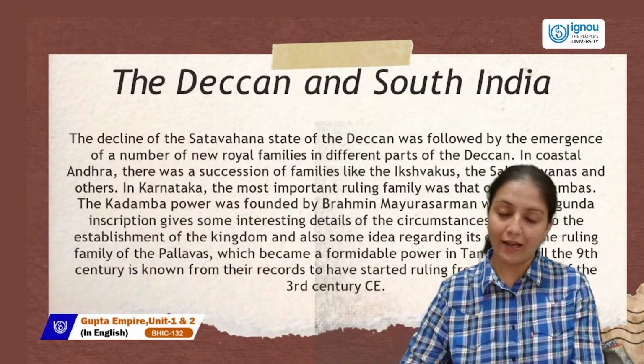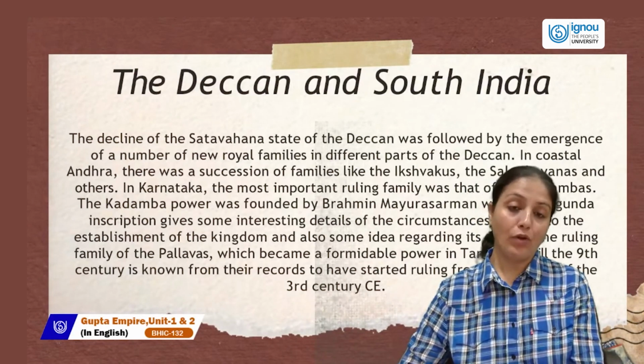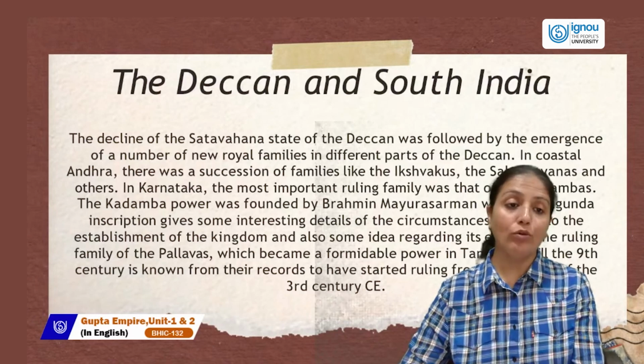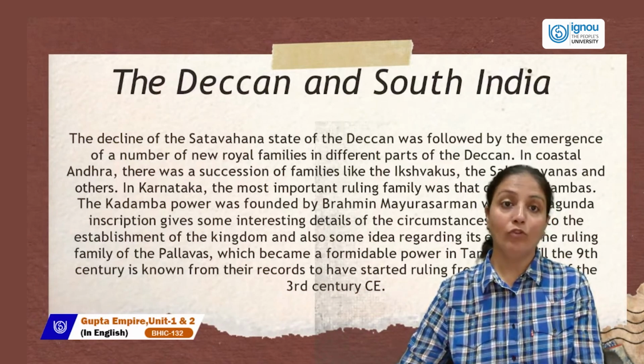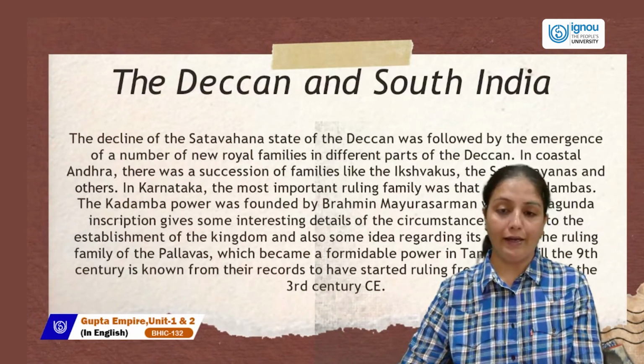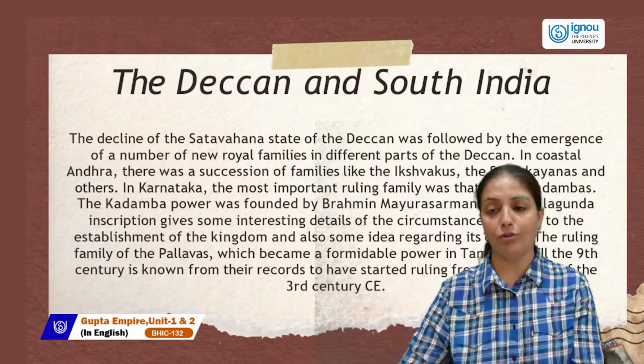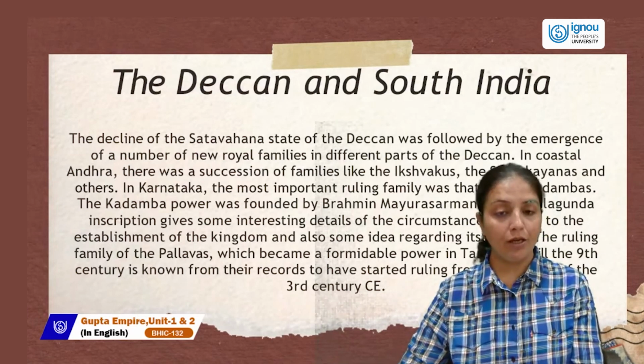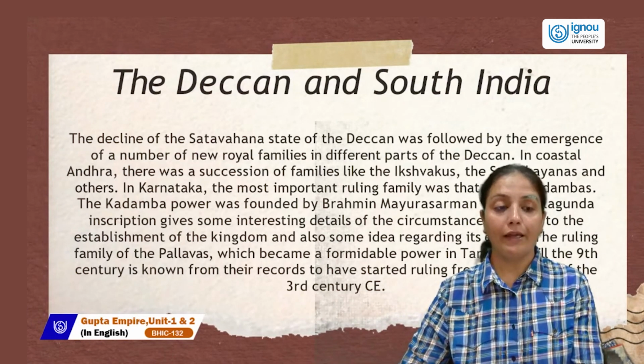Pallavas, Cheras, Cholas. You have listened about triangular trade, triangular war. Yes, we can see the triangular war also. Cheras, Cholas, Pandyas, and Pallavas we are talking about. From the 3rd century to the 9th century, they were ruling in the south, in Tamil Nadu.